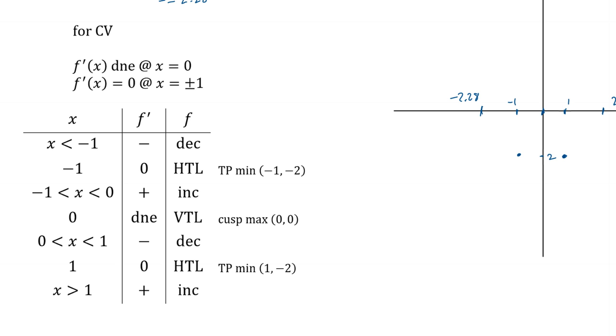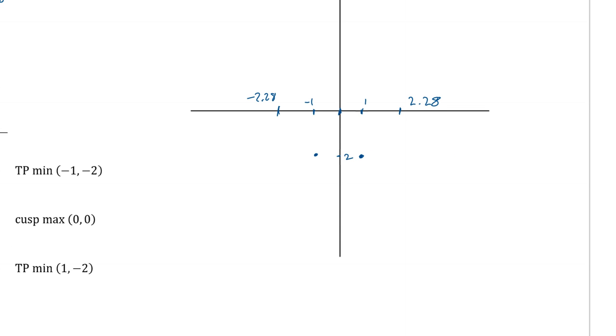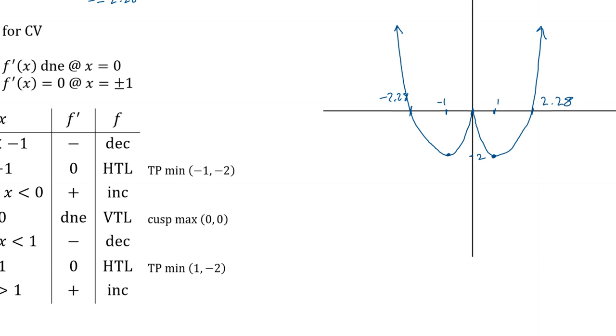Also, it's decreasing here. Then it increases, then it decreases, then it increases. In some cases, that may help you think about the end behavior. So if I'm decreasing, I'm coming down through that. Local minimum, turning point minimum. Cusp maximum, turning point minimum, and then increasing in the end.